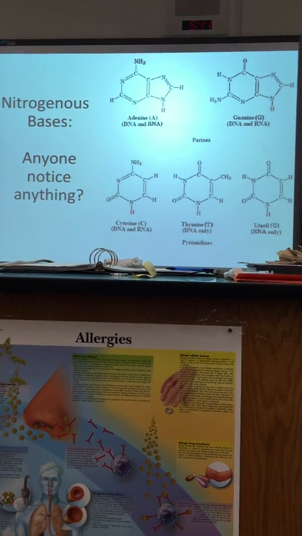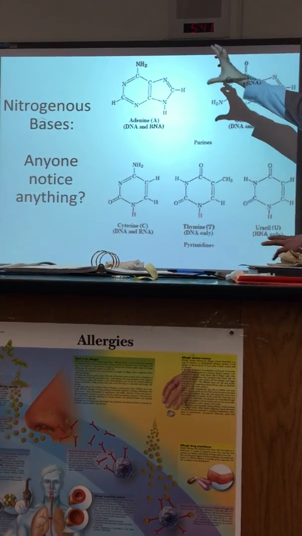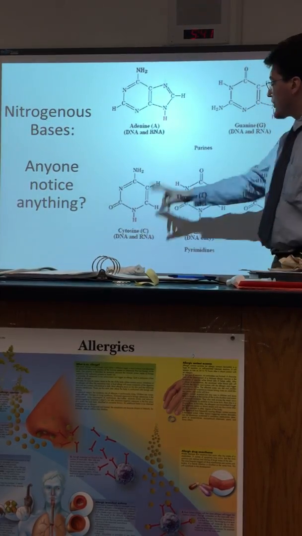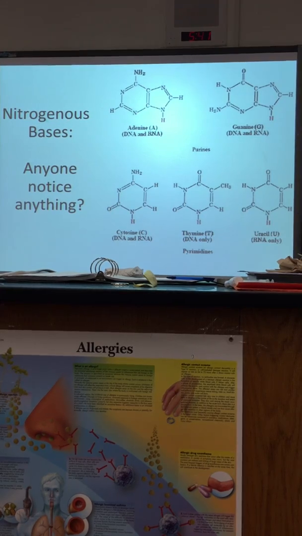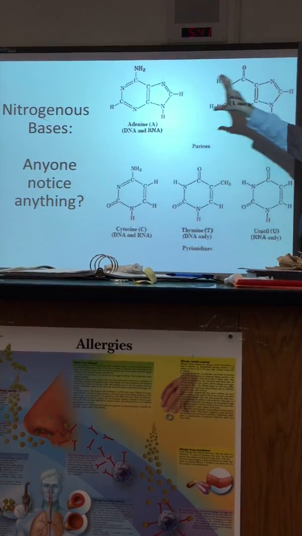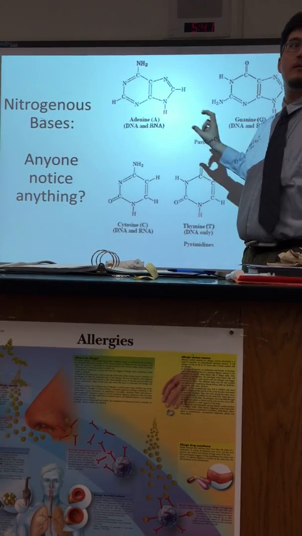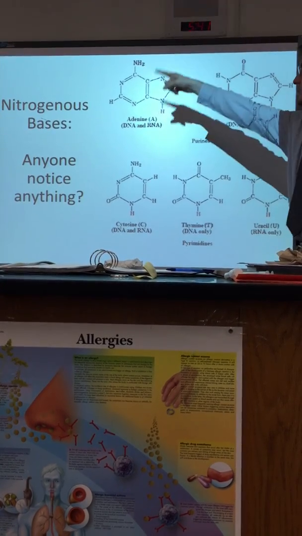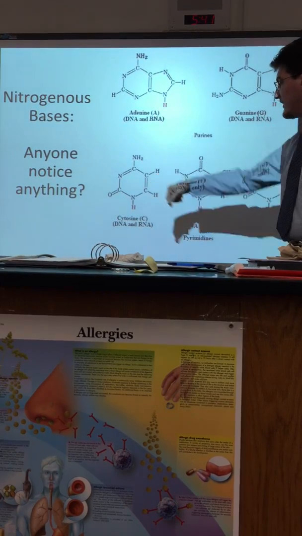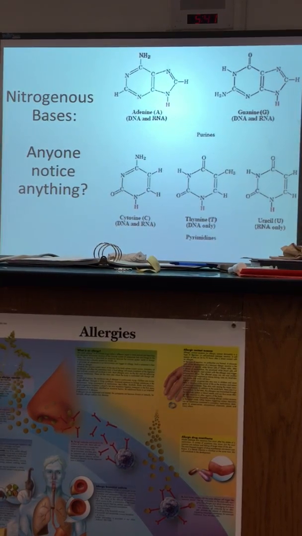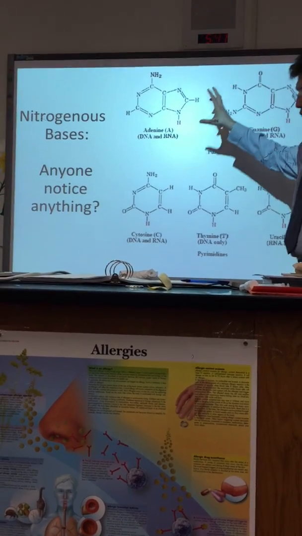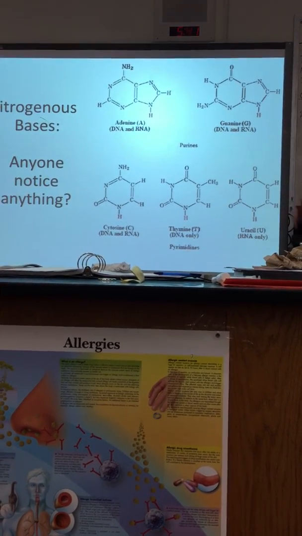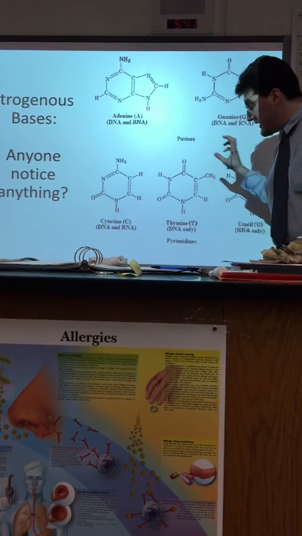So, there is a difference here. Adenine and guanine have two rings. Cytosine, thymine, and uracil all have one ring. Two rings makes them purines. One ring makes them pyrimidines. Purine, two rings. Pyrimidines, one ring. That's the difference in groups. Nitrogenous bases are divided into purines and pyrimidines. Purines have two rings, pyrimidines have one ring.